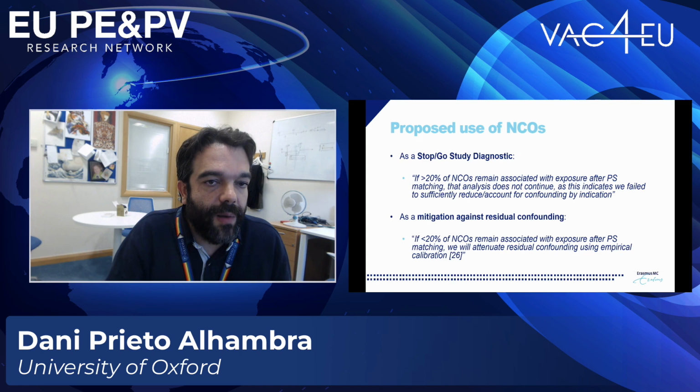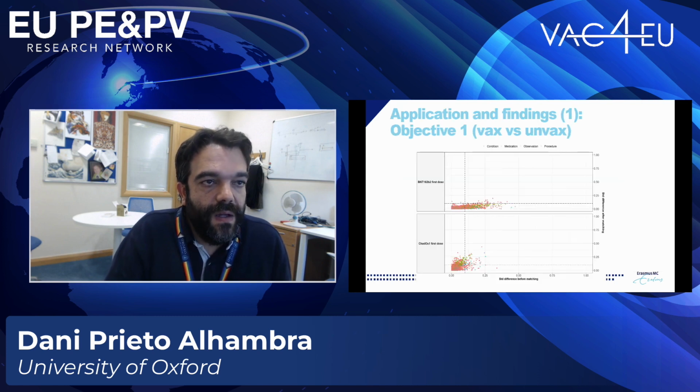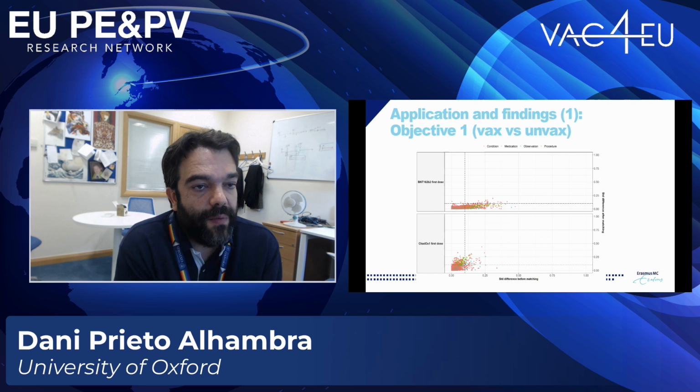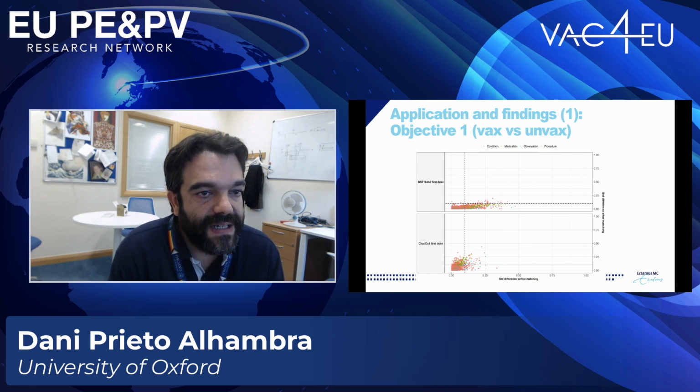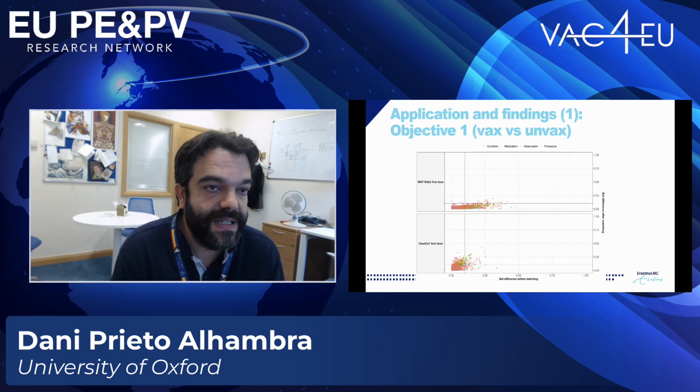I think this will become more apparent when I show you some results. Next slide, please. Okay, so just to go straight into the findings, I think this is a plot very similar to what Katia was showing earlier, where you have on the x-axis standardized differences before matching between two exposed or unexposed groups. In this case, it's objective one, so this is vaccinated versus unvaccinated.